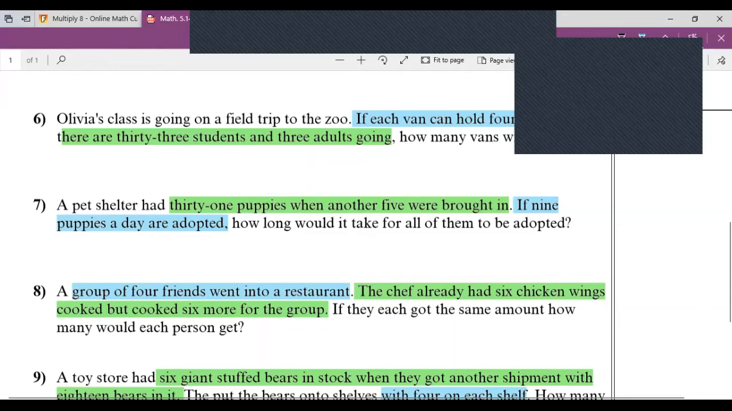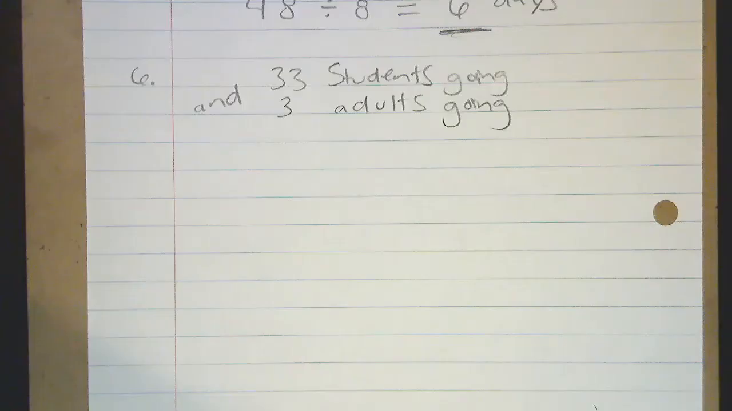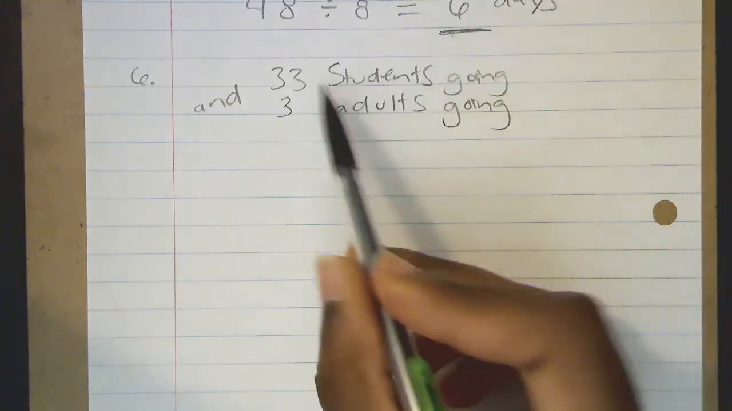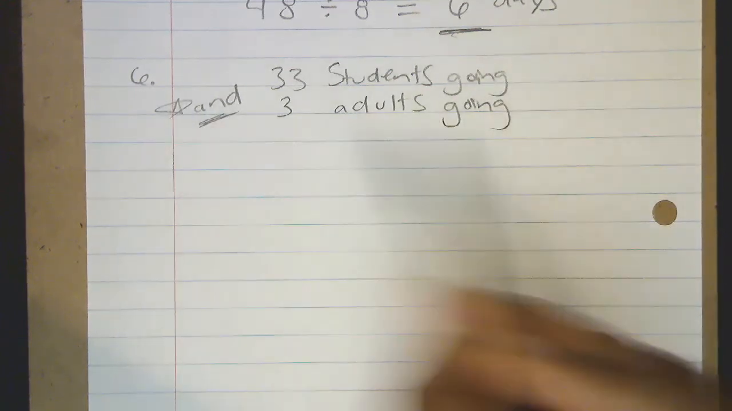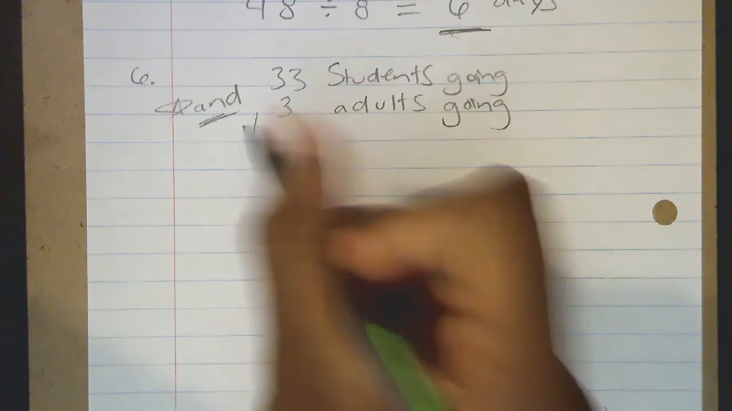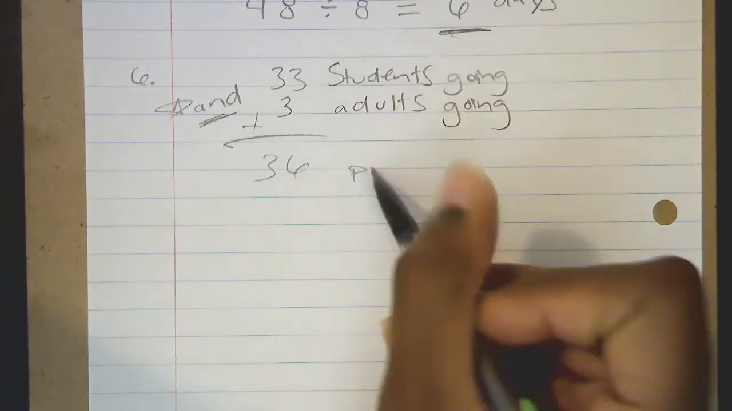All right, number 6, it says Olivia's class is going on a field trip to the zoo. If each van can hold 4 people and there are 33 students and 3 adults going, how many vans will they need? All right, so this question we were given 33 students going and, keyword and, we know this, 3 adults going. So 33 plus 3, we know equals 36. That's 36 people total going.